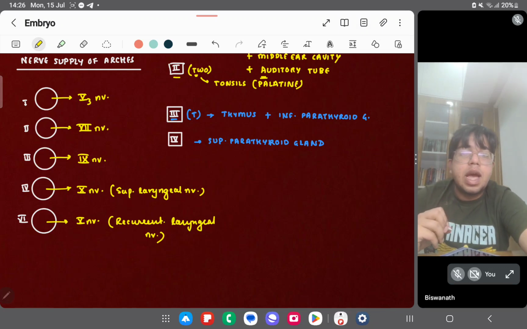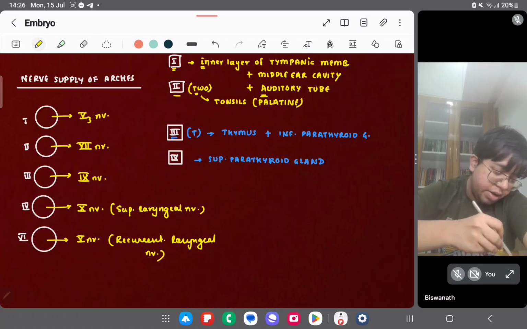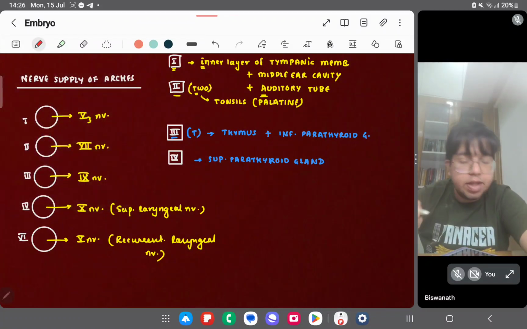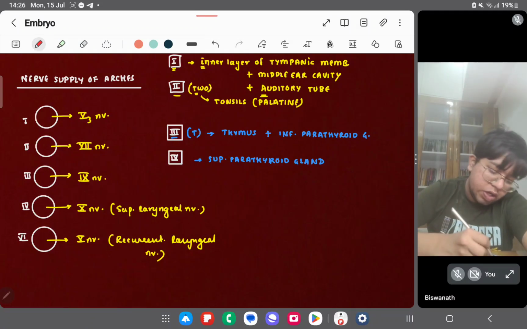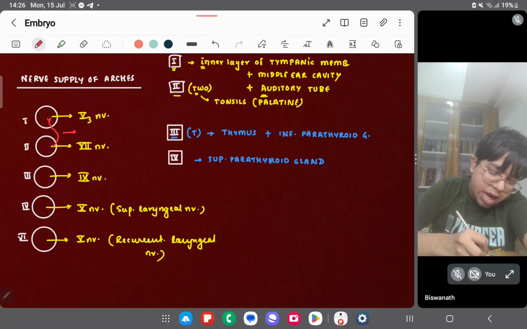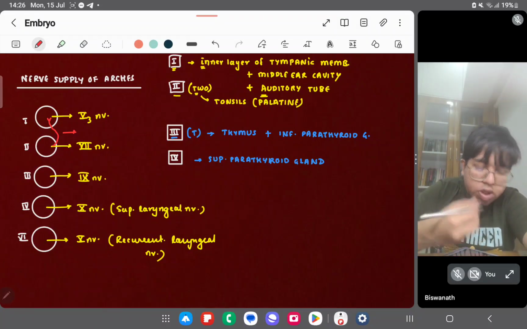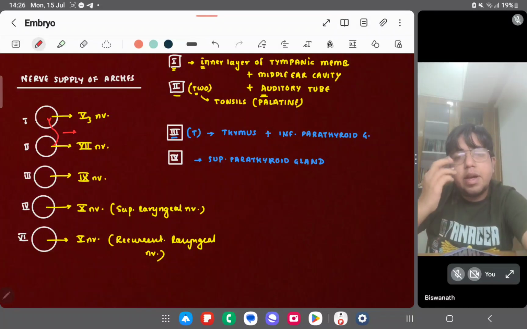Understood? And here, this B3 nerve, okay, here we have a branch of the 7th nerve. You know, the facial nerve has a branch which is known as the chorda tympani. So here we have a branch also supplying the first arch, and the first arch is supplied by two nerves, out of which this is post-trematic, this B3 nerve, and this is pre-trematic.